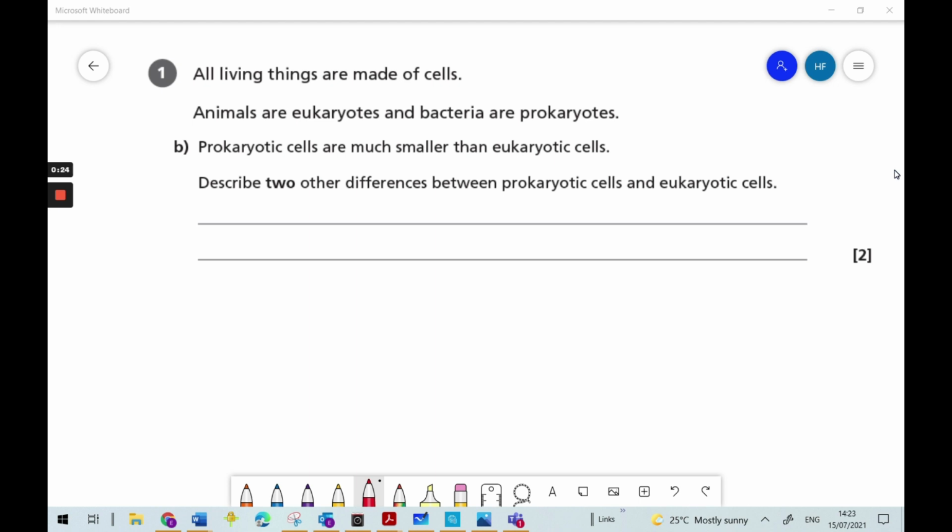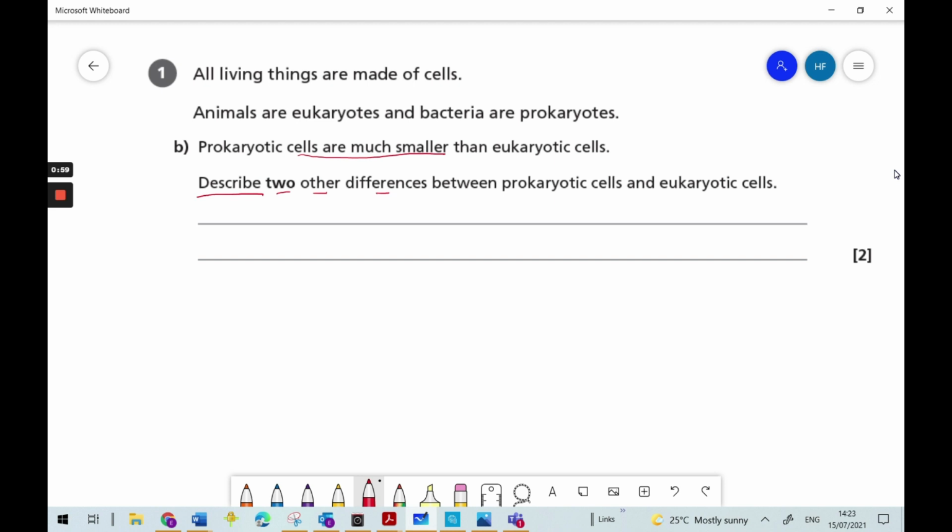Firstly, I need to unpick the question to make sure I understand what it is asking me to do. And the command word here is the word describe. So let's underline that. So the question is asking me to write about the differences between prokaryotic and eukaryotic cells. Notice the question is asking me for two other differences between prokaryotic cells and eukaryotic cells. So I cannot use size, as that's mentioned up here in the first part of the question.